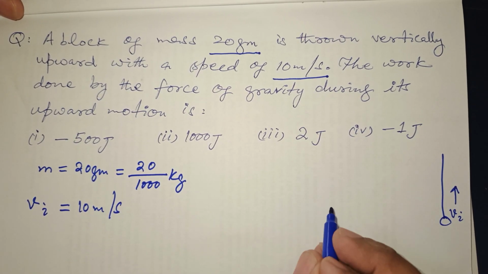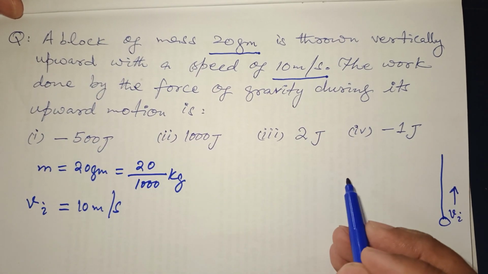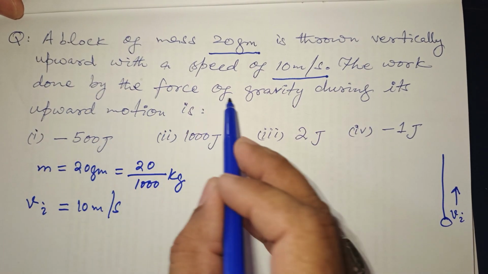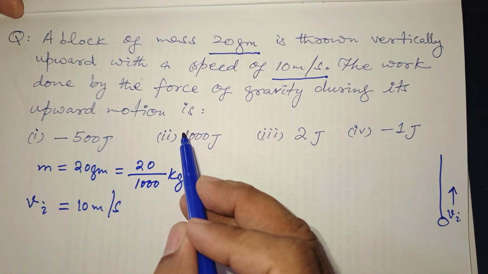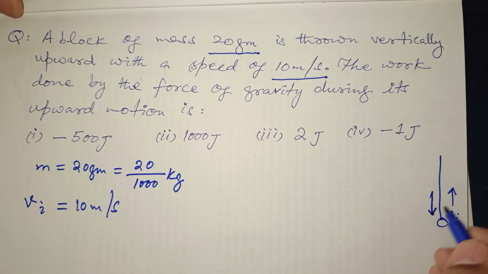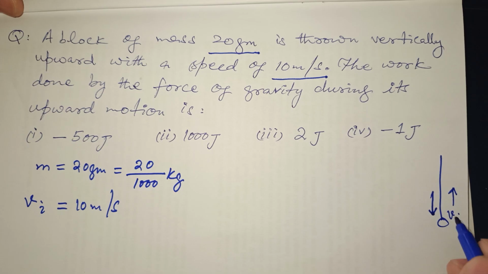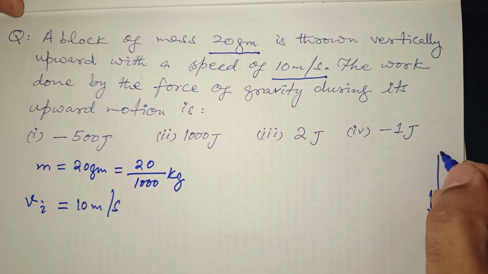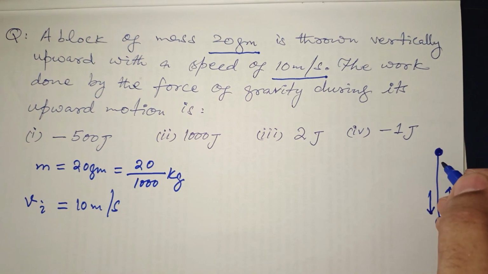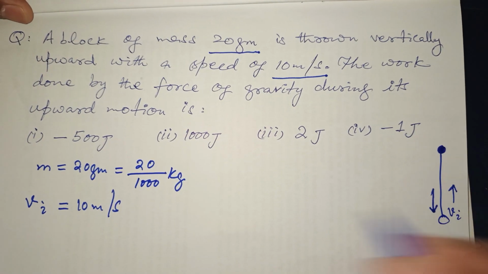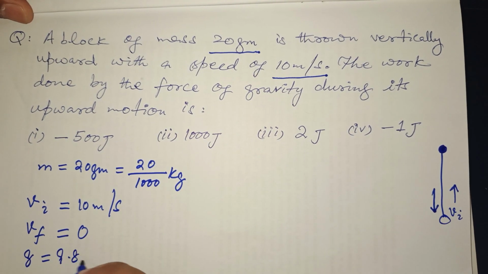The work done by the force of gravity during its upward motion is. So now you have to use your trick. What's that trick? The motion is upward. The direction of gravitational acceleration is downward. So both are in opposite direction, so your result will come with negative sign. Either this will be the option or this will be the option. When it reaches its highest point, its velocity will become 0 because it stops moving further, and then it will go back downward. So Vf will be 0. G is 9.8 meter per second square.